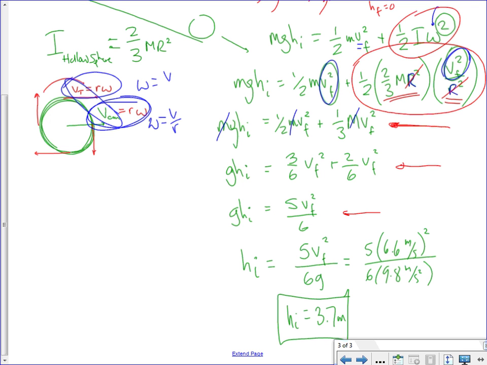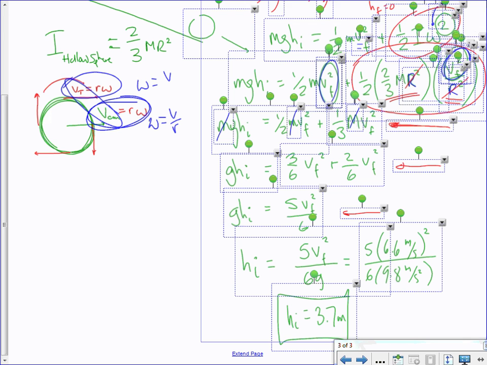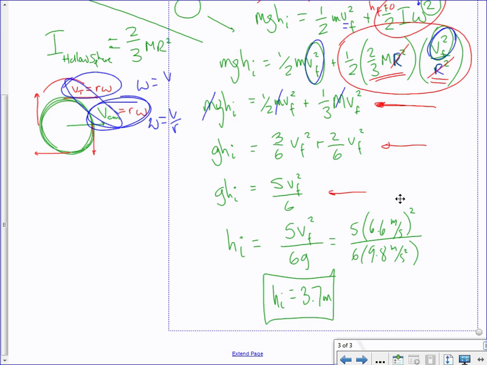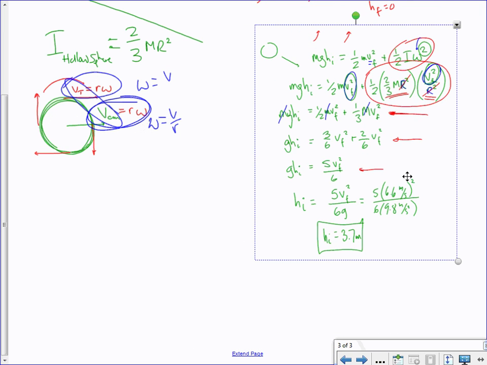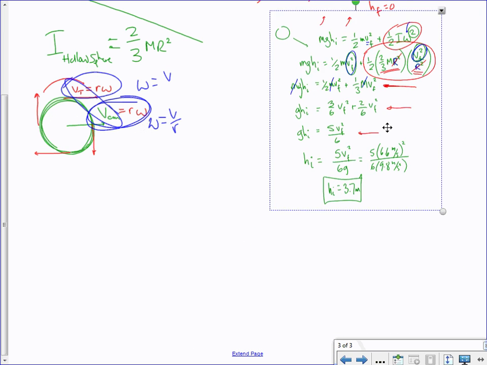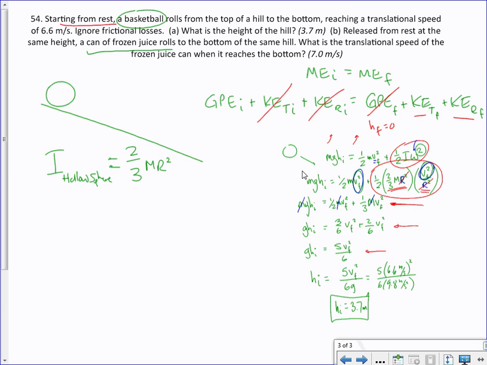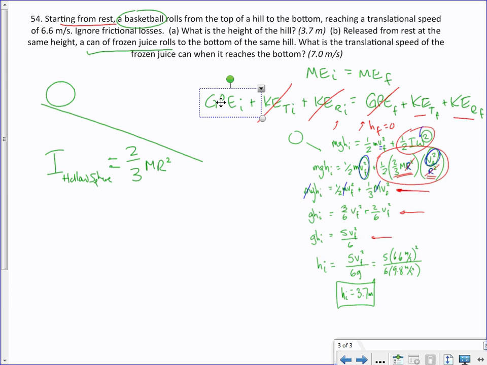Now the next part, give me a moment to do some housekeeping here. Get rid of this. So we still should have that term here.